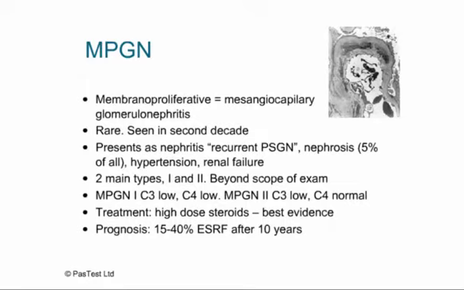So it's MPGN2 that mimics post-streptococcal glomerulonephritis, but the difference is that in post-strep, the C3 returns to normal after 6 weeks, but in MPGN2, the C3 remains low throughout the course of the disease. Treatment of MPGN is difficult. The best evidence suggests that high-dose steroids over a protracted period can be helpful, but the prognosis is poor, with 15 to 40% progressing to end stage after 10 years.